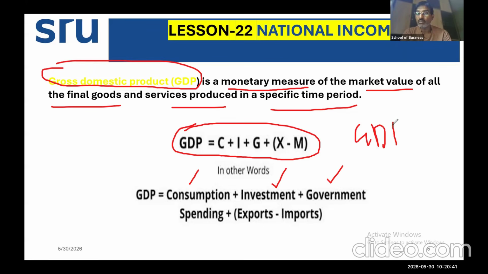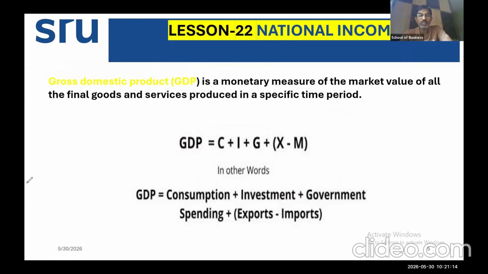So here, what exactly does GDP mean? The GDP is the monetary measure of the total market value of all the final goods and services produced in a specific time period. So all these need to be produced. It can be expressed as C plus I plus G plus X minus M, where C is equal to consumption, I is equal to investment, G is equal to government spending, plus exports minus imports. If we calculate this, we get the gross domestic product.